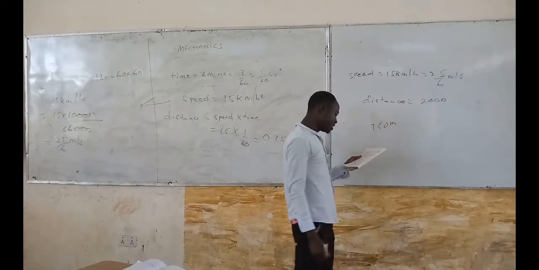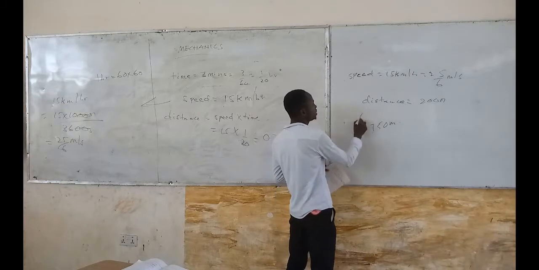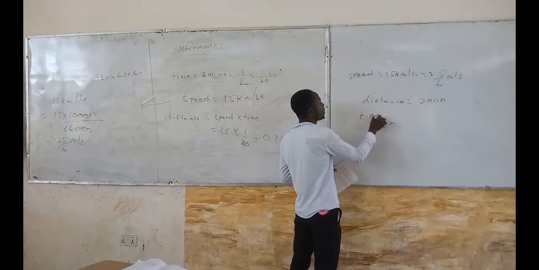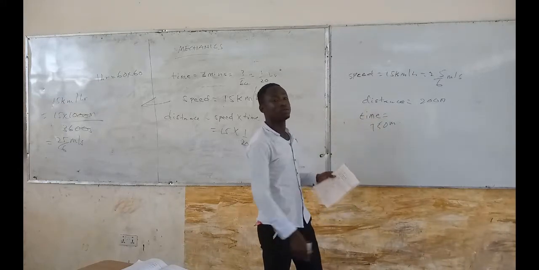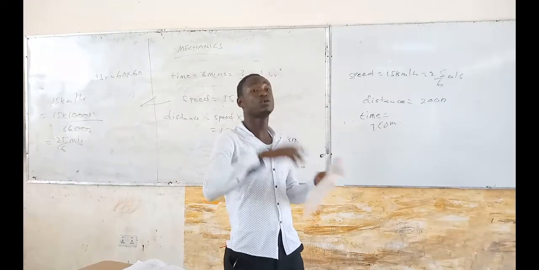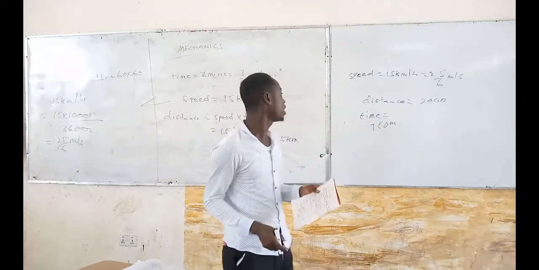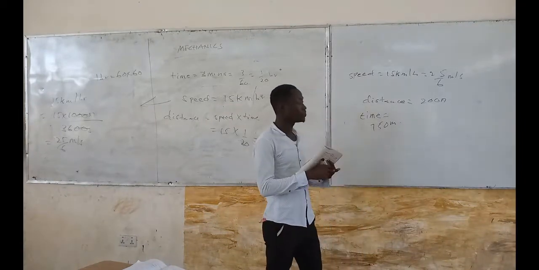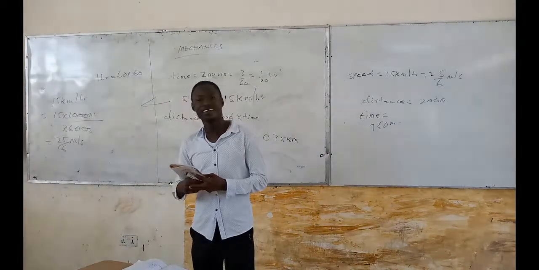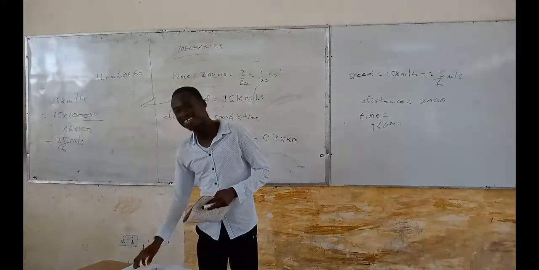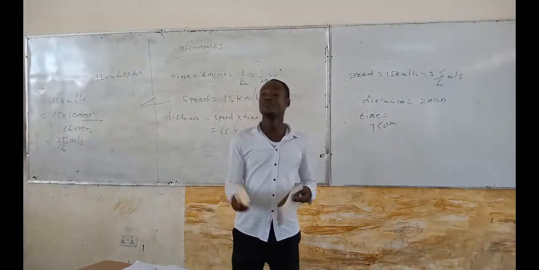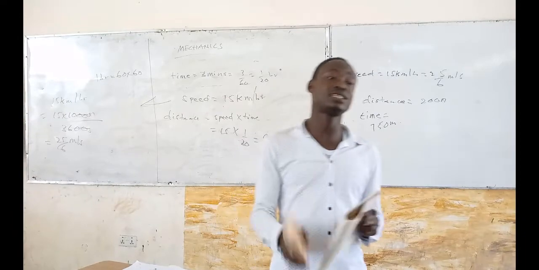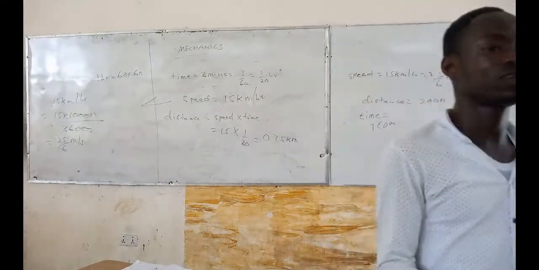So finally, the time. Speed is equal to distance over time. Someone should confirm for us. Speed is equal to distance over time. So what is time?